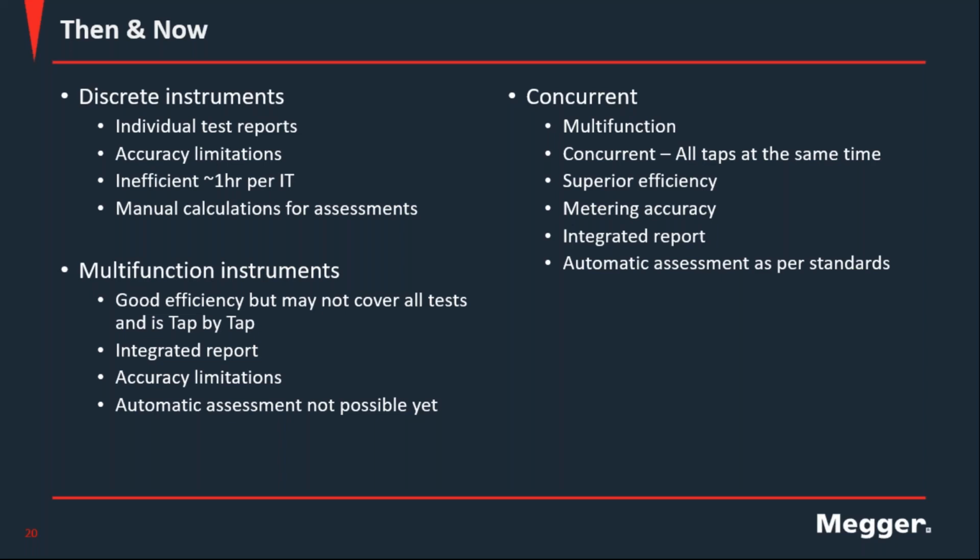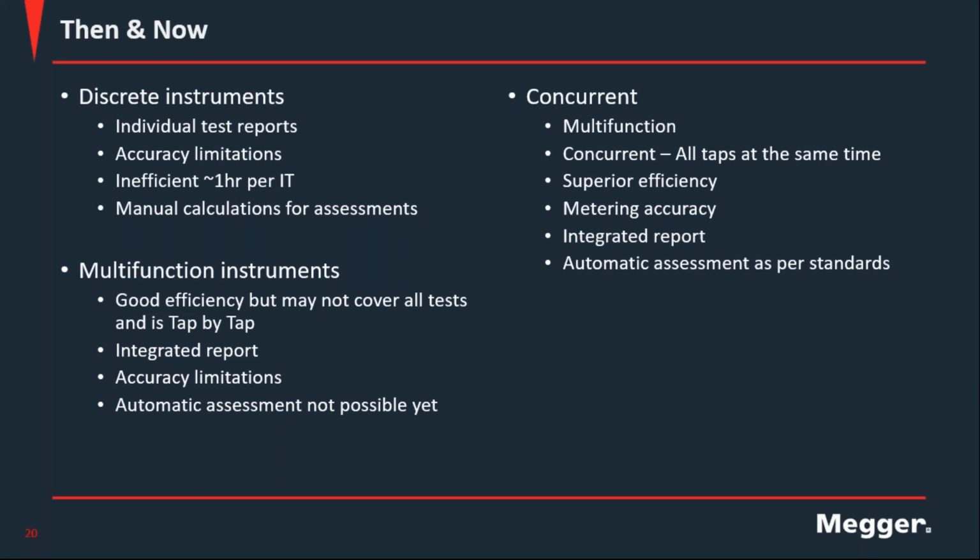Multifunction instruments give you good efficiency, but may not cover all of the tests. If it's one of the early generations of multifunction instruments, you may not have all the tests that are needed. They do not perform the tests concurrently. They just do tab by tab. And yes, you get an integrated report, but again, you may not have all the tests, or you can still have accuracy limitations. So they might not be suitable for metering class CTs or VTs. And because you don't have everything there, you cannot perform the automatic assessment.